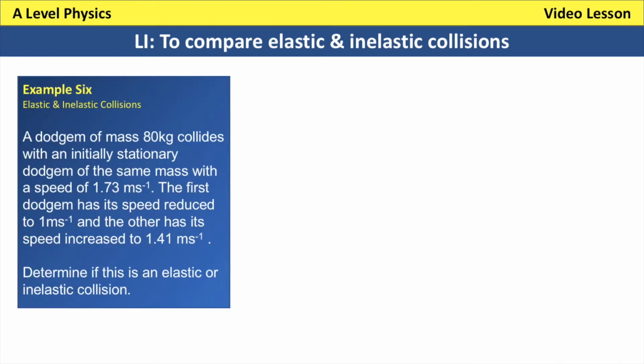Let's look at an example for elastic and inelastic collisions then. A dodgem of mass 80 kilograms collided with an initially stationary dodgem of the same mass with a speed of 1.73 meters per second. The first dodgem has its speed reduced to 1 meter per second and the other has its speed increased to 1.4 meters per second. Determine if this is an elastic or an inelastic collision.